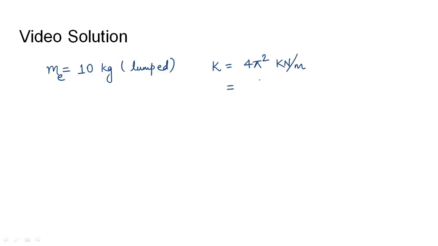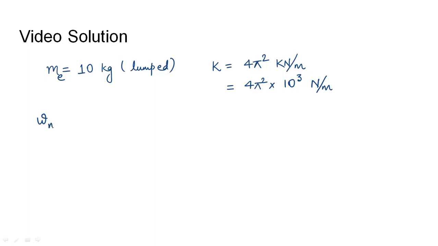So as we saw in the question slide, the mass is given as 10 kg and this is a lumped mass. So this is an equivalent mass for the whole system, and the flexural stiffness is given as 4 pi square kilonewtons per meter. So converting this to units of newtons per meter, we would get 4 pi square into 10 to the power 3 newtons per meter.